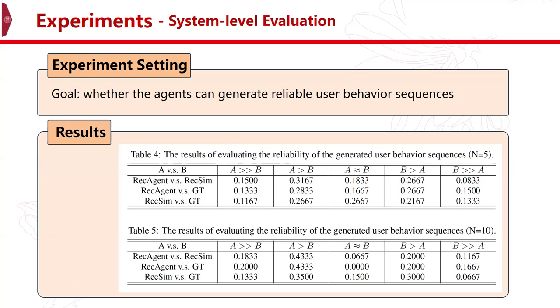In the final experiment, we evaluate whether the agent can generate a reasonable user behavior sequence. In the former experiments, we aim to evaluate the discriminative capability of the LLM-based agent. However, in this experiment, we aim to evaluate the generative capability. From the result presented in the following figures, we can see the Rec agent, which is our simulator, can achieve comparable performance compared with the ground truth, and is significantly better than RecSim.